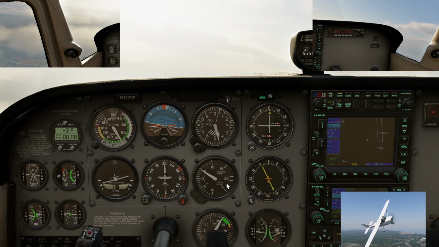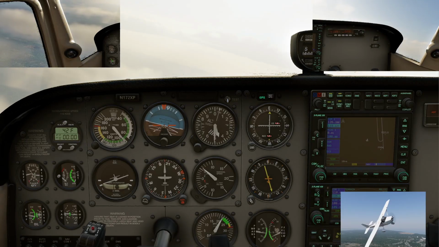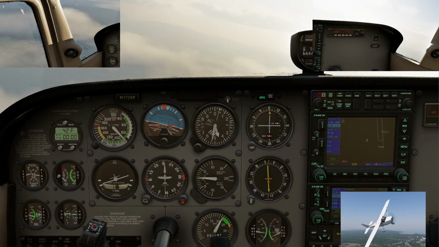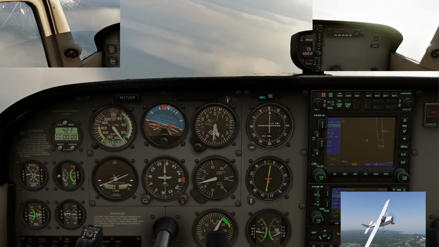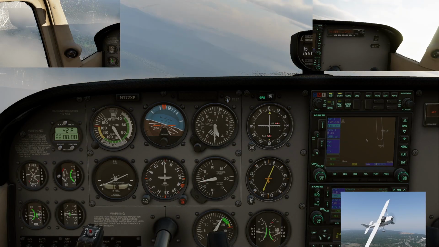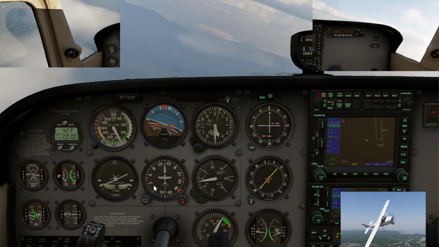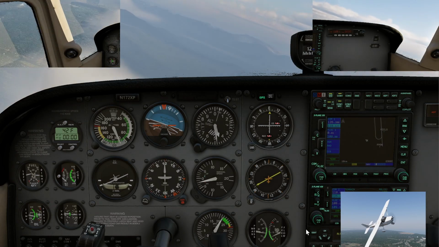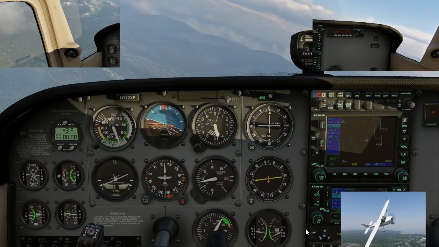Now here's something I want to show you. Since our inbound course is going to be 042, I'm going to put this on 042. I've just converted it over to a poor man's RMI. 042 is coming around. There it is. 4,400 feet. Full standard rate.